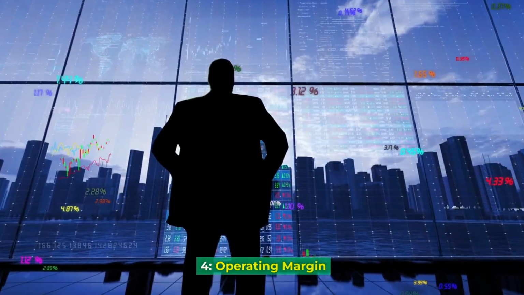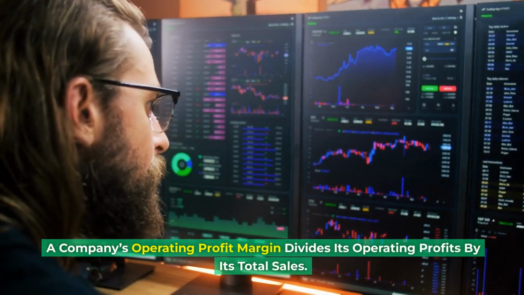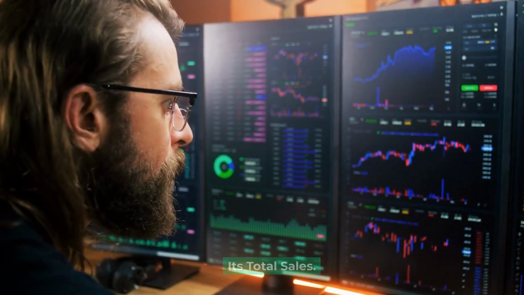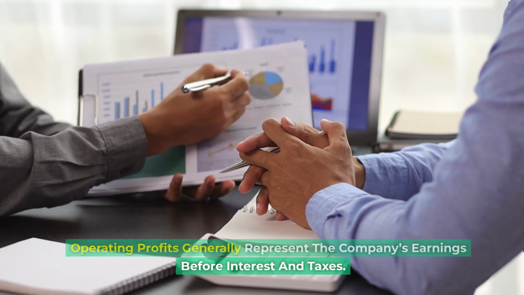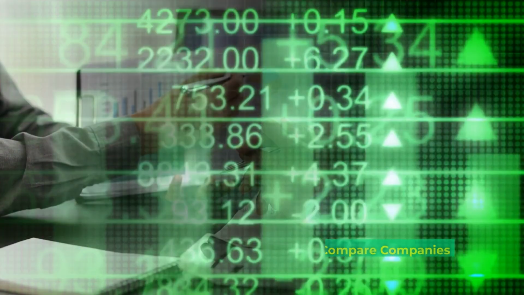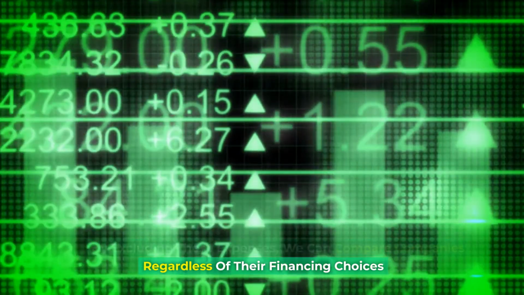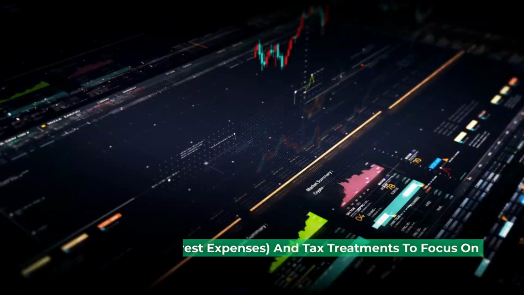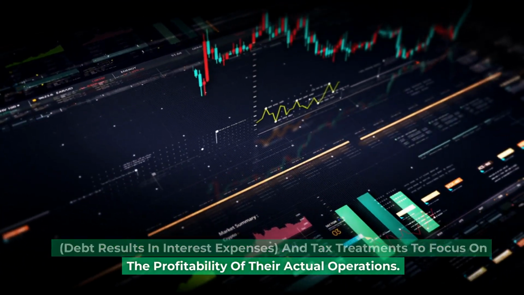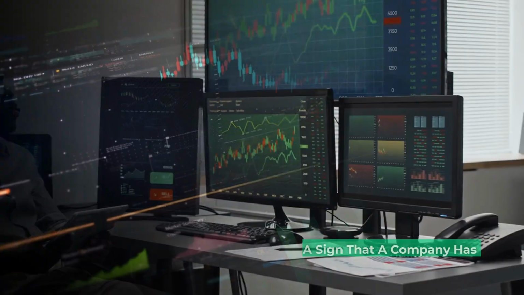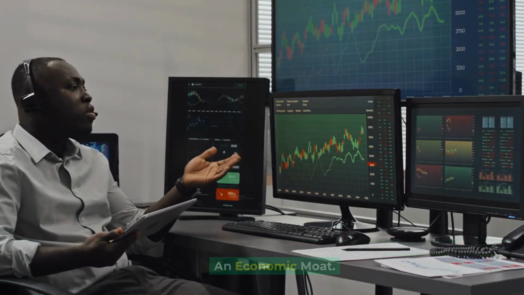4. Operating margin. A company's operating profit margin divides its operating profits by its total sales. Operating profits generally represent the company's earnings before interest and taxes. By excluding these expenses, we can compare companies regardless of their financing choices, debt results in interest expenses, and tax treatments to focus on the profitability of their actual operations.